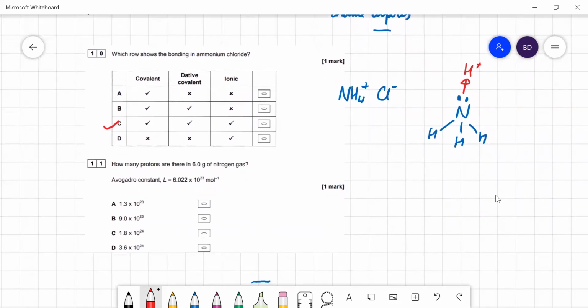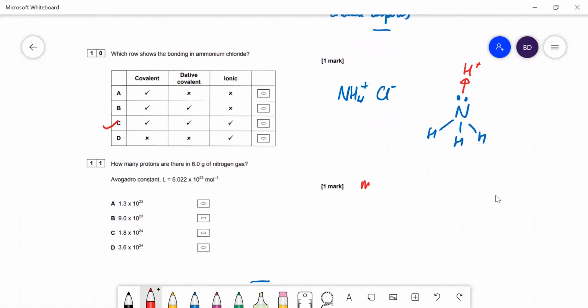How many protons are there in 6 grams of nitrogen gas? So let's do moles of N2. That's important, N2, not N. Moles is mass over MR. So that's going to be 6 over 2 times 14 for nitrogen, which is 28. That's equal to 0.214 moles of N2.